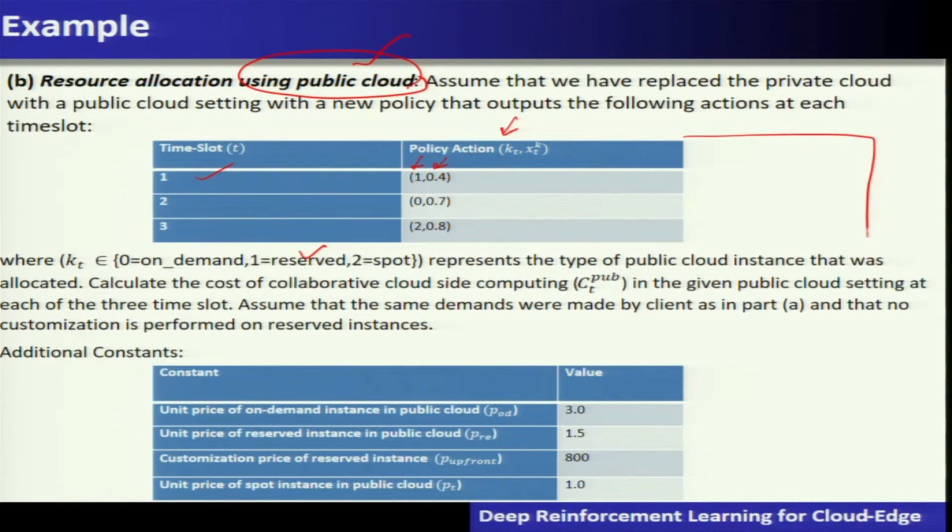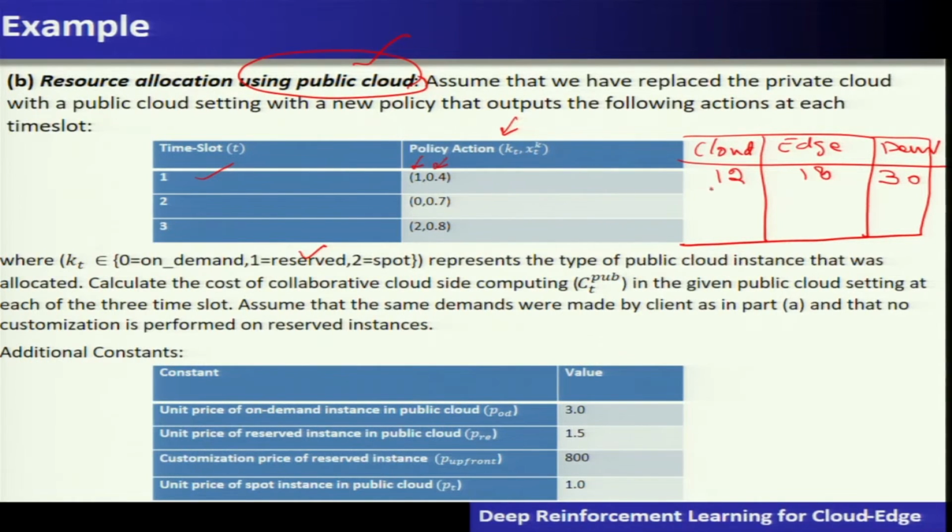In that case, if you see over here, you have the cloud and you have the edge, and here you have the demand. So if the demand is 30, then 12 will be from the cloud and 18 will be from the edge. Which type of cloud will the 12 be? That is of reserved instance. 12 will be of reserved instance. Similarly, you can calculate for the others.